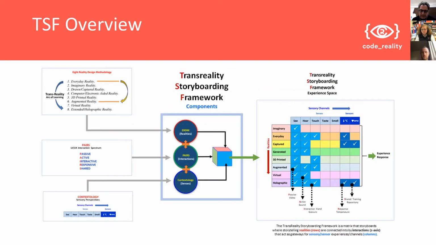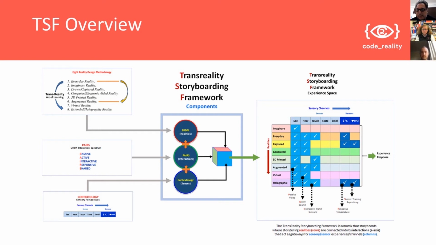In the next slide, we can see an overview of the Transreality Storyboarding Framework. As we can see from the beginning, there's the 8 realities design methodology, there's the pairs UX interaction spectrum on the left, and lastly, there's the section that corresponds to how senses are engaged with and how perceptions are managed in realities, and that's covered by contextology. Together, those 3 segments come together to form the components of the Transreality Storyboarding Framework.